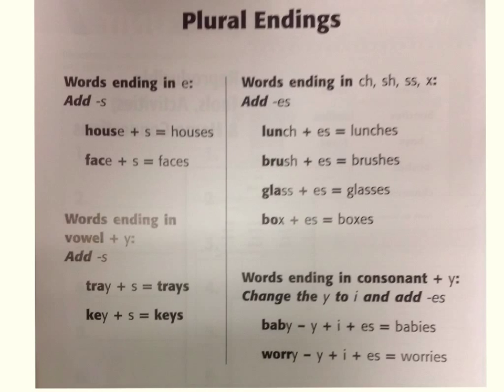Words ending in a consonant plus a Y, we change the Y to an I and add ES. So for example, baby ends in B-A-B-Y, so we take away the Y, turn the Y into an I, and add ES, and babies is B-A-B-I-E-S.